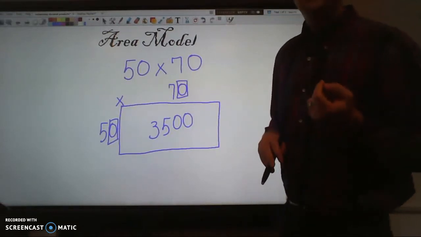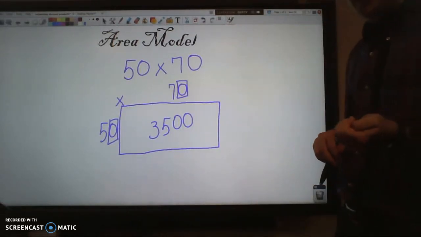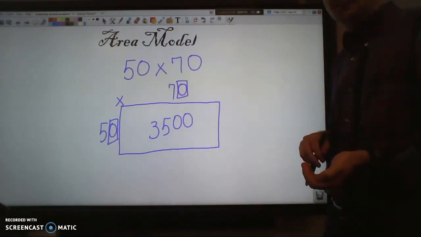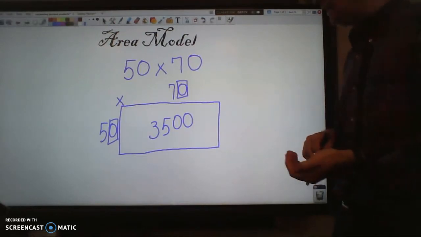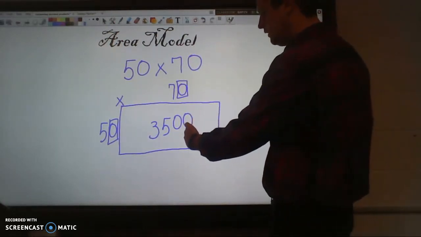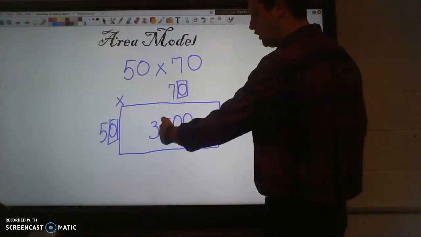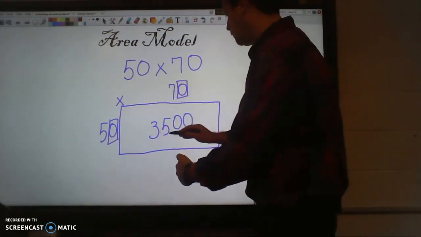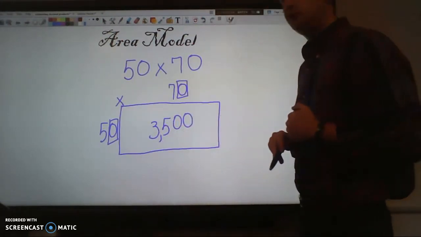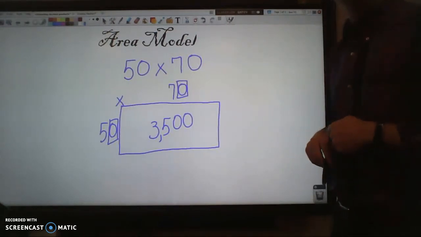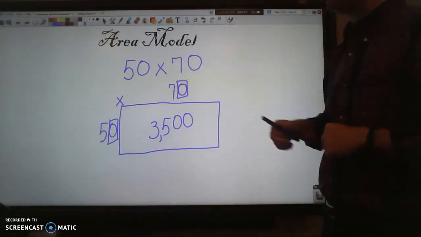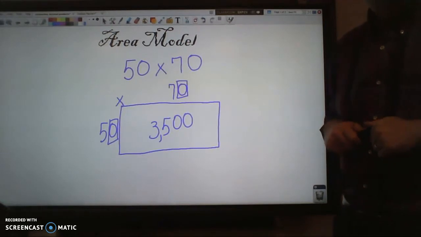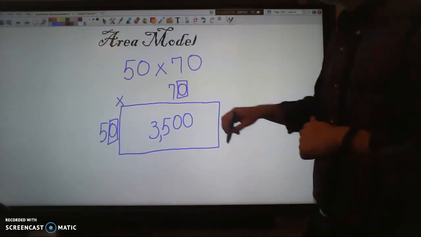And remember, this is really important too, is that we got to check where our commas are. Now this is the ones place. We have the tens place, hundreds place. After the hundreds place, we put a comma. So this is 3,500. So 50 times 70 is 3,500. Okay? Let's do another one.